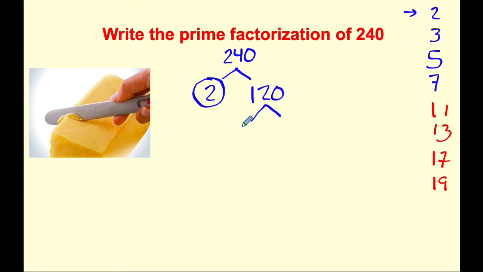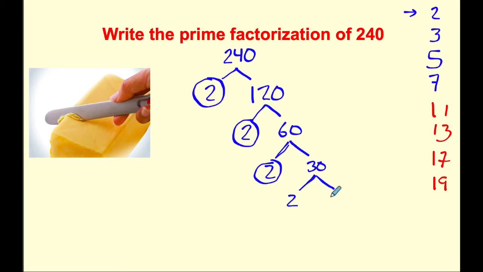And since I'm using the butter knife method, I'm going to stick with the number 2. 2 times 60 is 120. Again, 2 is prime, so I'll circle it. 2 times 30 is 60. Again, 2 is prime. 2 times 15 is the number 30. Oh no, I can't use the number 2 anymore. That's okay. In the butter knife method, we just kind of move down and we go, okay, well, can we use the number 3? And the answer is yes. 3 times 5 is going to be 15.